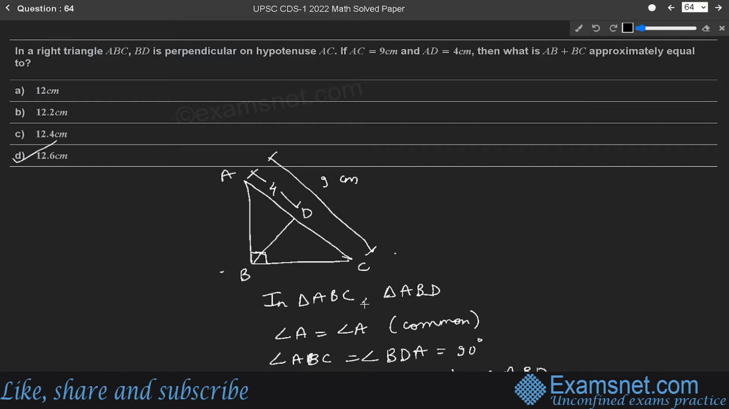I hope this question is clear to you. Whenever a question comes about a right angle triangle, you first need to make a diagram and then understand the basic concept behind every question.